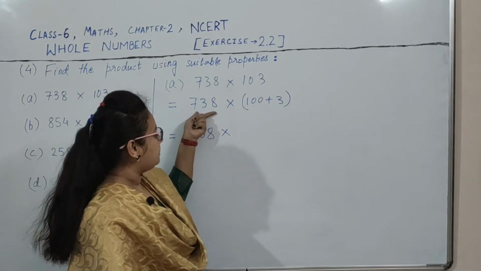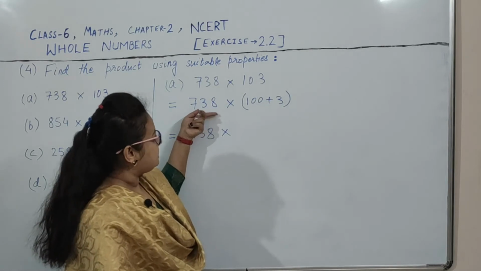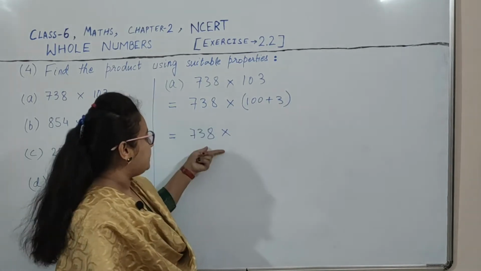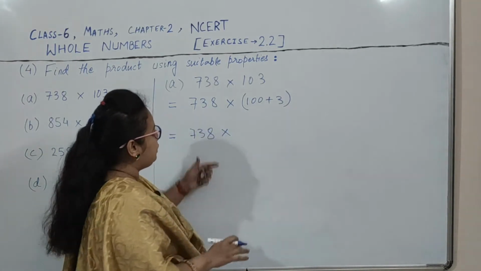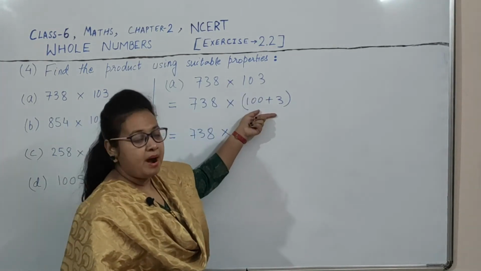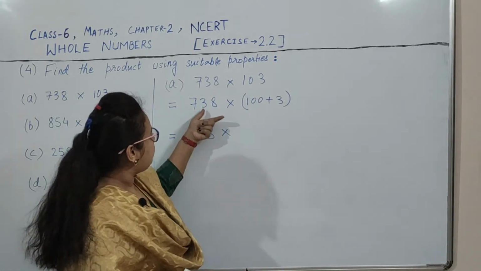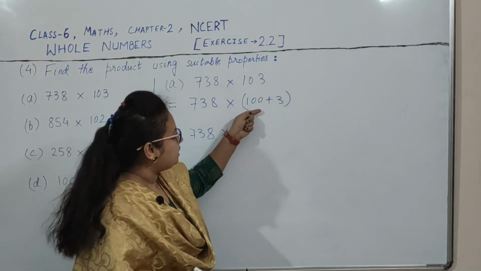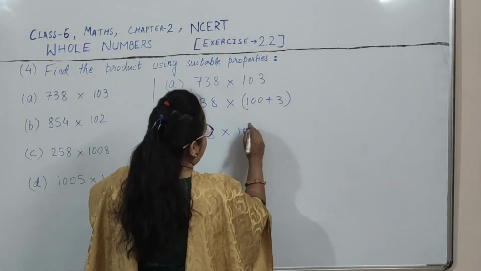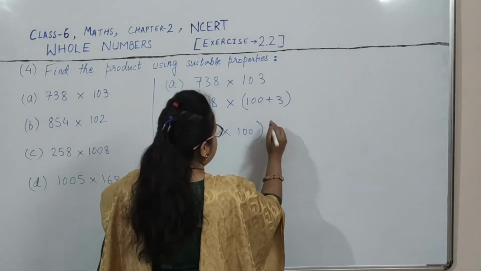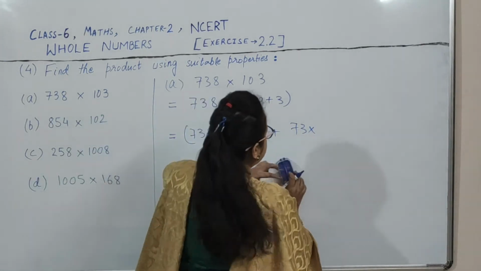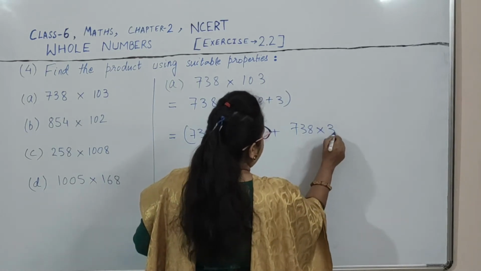It means that 738 should be multiplied with both 100 as well as 3. Actually we have to multiply 738 with 103, but as we have split it into two parts, 100 plus 3, we have to multiply 738 with both 100 and 3. So we will write 738 multiplied by 100, plus sign, and 738 multiplied by 3.